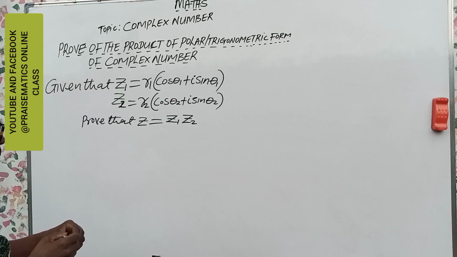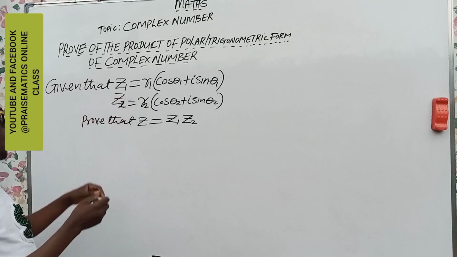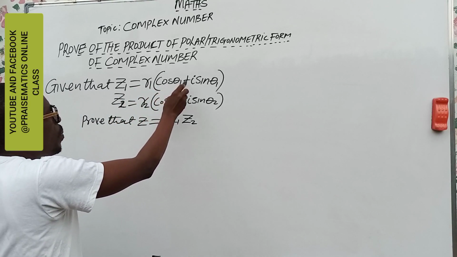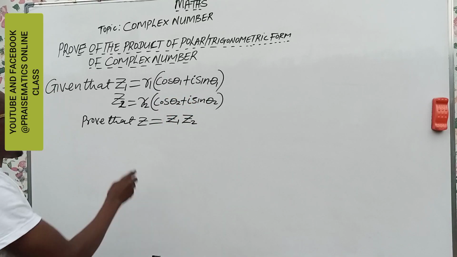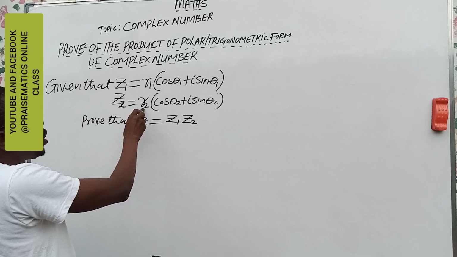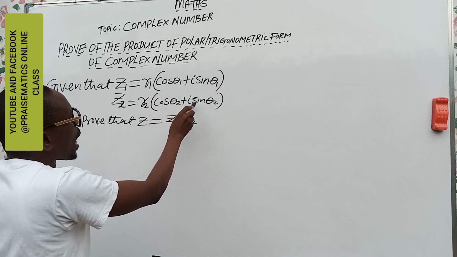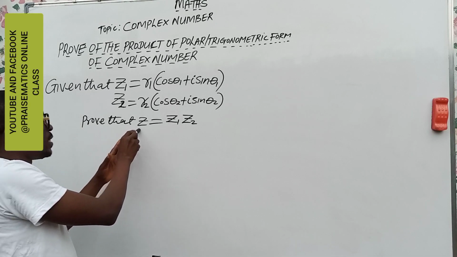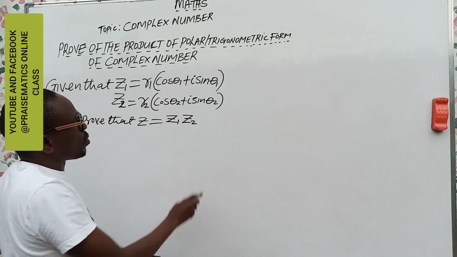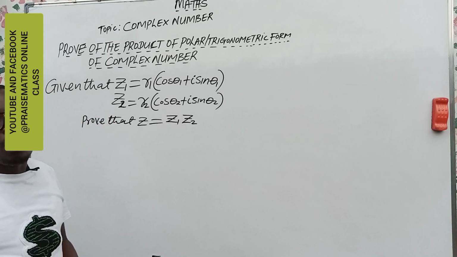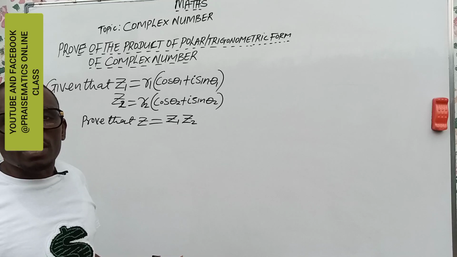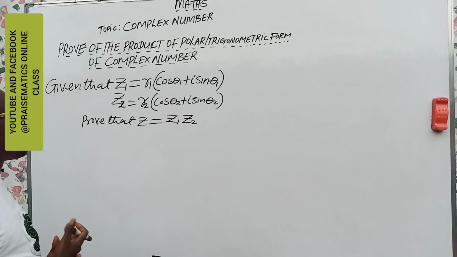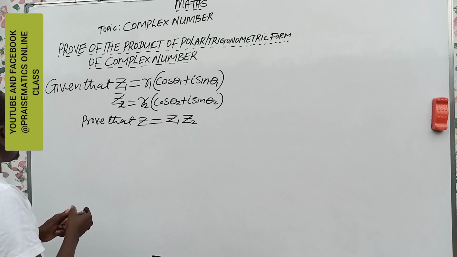So what do we do here? Let's say, given that Z1 equals the polar form of the complex number R1 into cos theta 1 plus I sin theta 1, and Z2 equals R2 into cos theta 2 plus I sin theta 2. So the proof says that we should prove that Z is equal to Z1 Z2, the product of the two polar or trigonometric forms. We try to prove it and see the result we are going to get at the end. Okay, proof.